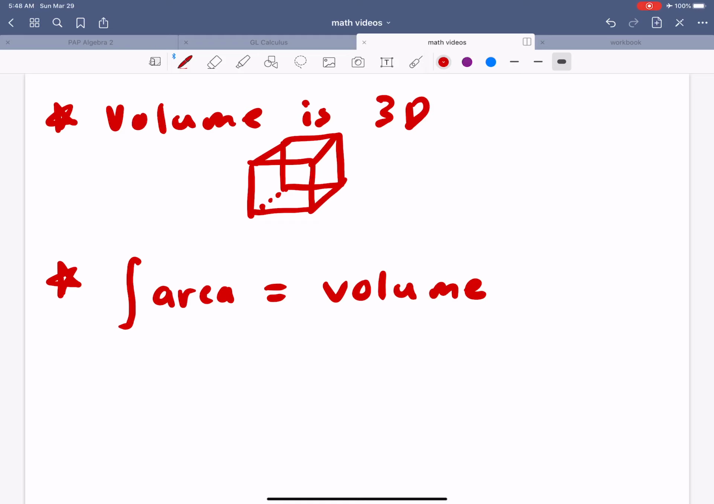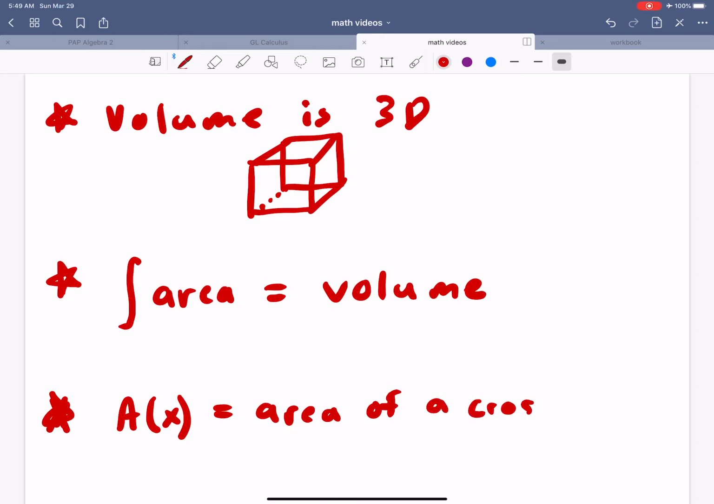Another thing that you're going to see in today's lesson is we are going to talk about area formulas, and we're going to format it like this: A of x. When you see that, that's going to be the area of a cross section. You're like, Kozad, what in the world are you talking about? This all is going to make sense as we start going through some problems. But these are three key concepts for you to remember before we start this lesson.